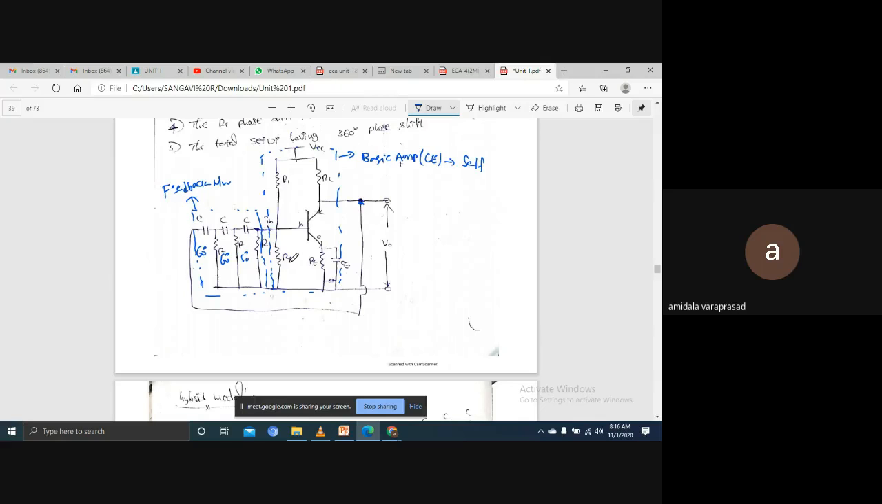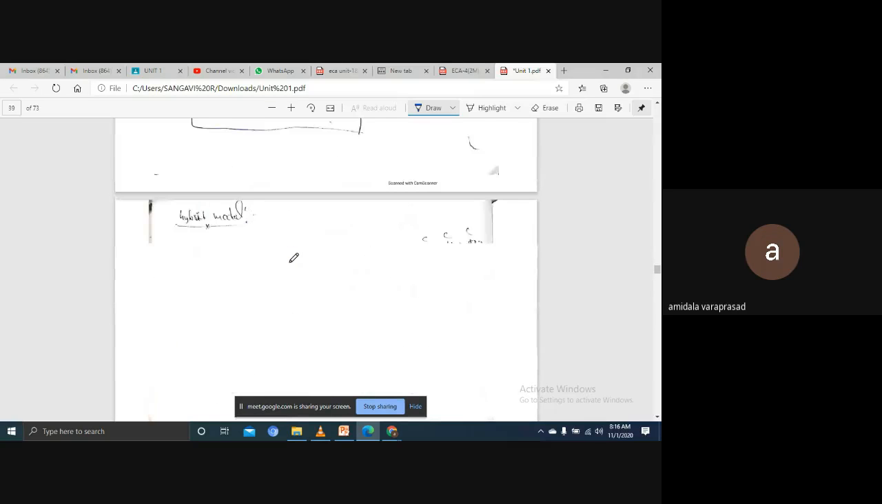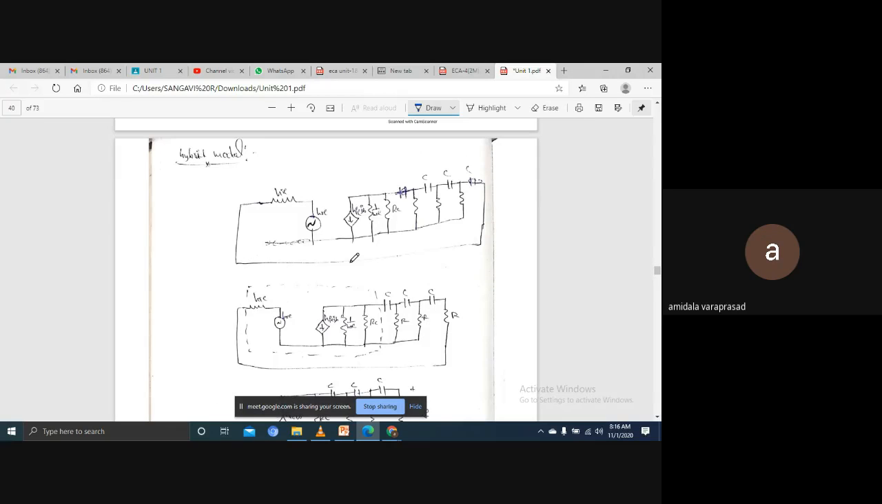Now, we need to draw this hybrid model. For the hybrid model, first see here. This is HIE. Generally, we know that the hybrid model has four parameters: HIE, the input impedance; HRE, the reverse voltage gain; HFE into IB, where HFE is the forward current gain; and 1 by H naught. These four we can represent, and on the output side, this is a load.